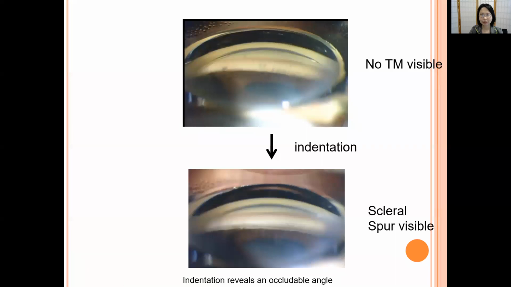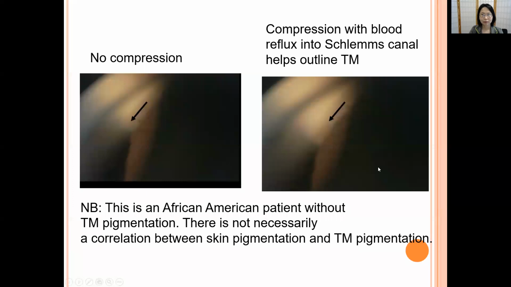Now here's an example of a patient who seemed to have oppositional angle closure, where there's no trabecular meshwork visible, and we perform indentation gonioscopy, and now you can see the trabecular meshwork and you can also see the scleral spur. And this is a patient where, before we do indentation, the trabecular meshwork is very lightly pigmented, but with indentation, sometimes you can see blood reflux into Schlemm's canal, which helps you identify the trabecular meshwork. Of note, this is an African-American patient, and keep in mind that the pigmentation of the skin does not correlate with pigmentation of the trabecular meshwork.